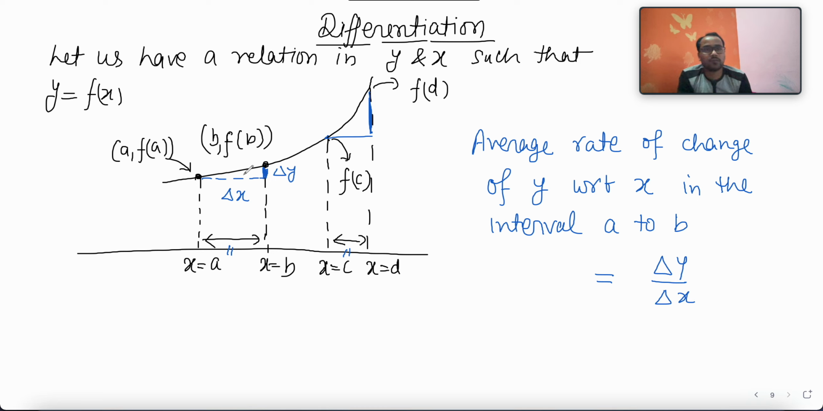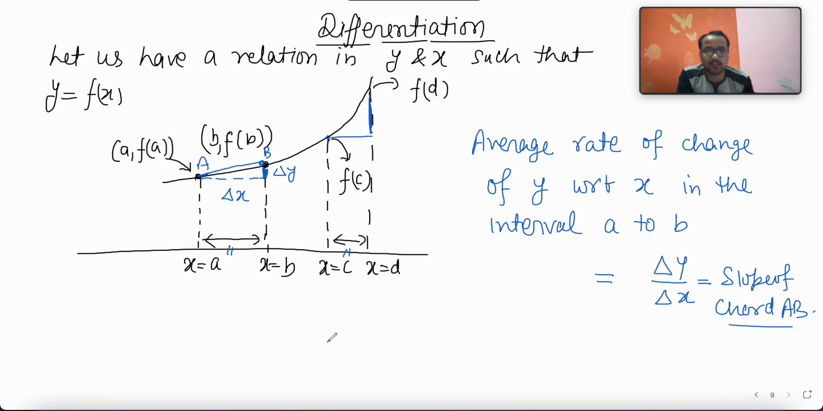Is it or not? Average change of y with respect to x in the interval a to b means the change in y upon the change in x. Why am I saying this is average change? Because it is in some interval. It's not instantaneous. This change can also be written as the slope of this chord. If I join these 2 points through a straight line, let's say this is A and B, this delta y upon delta x can be written as the slope of chord AB.